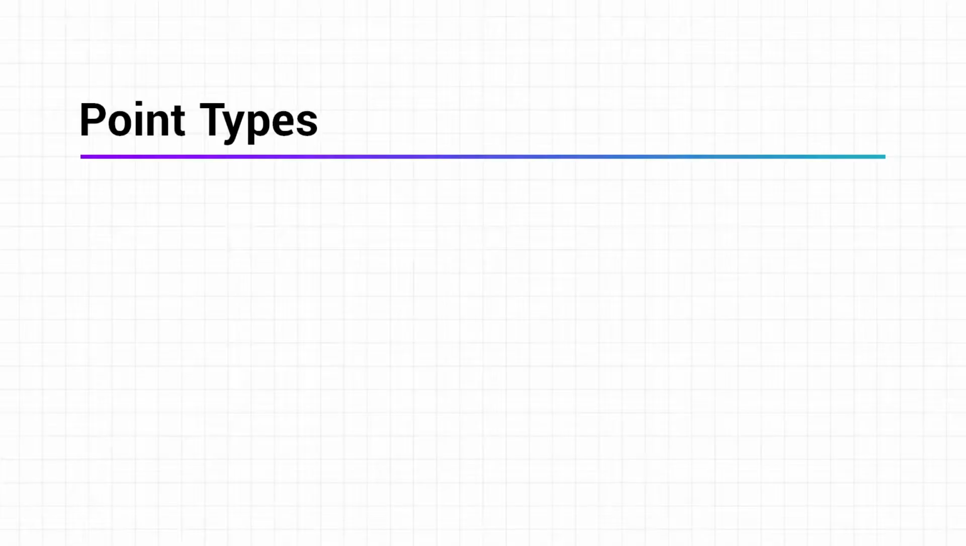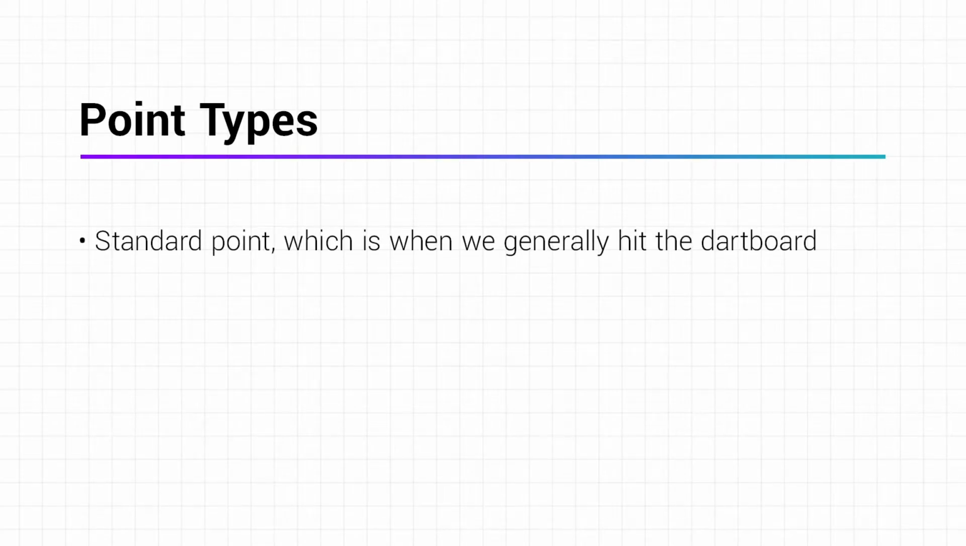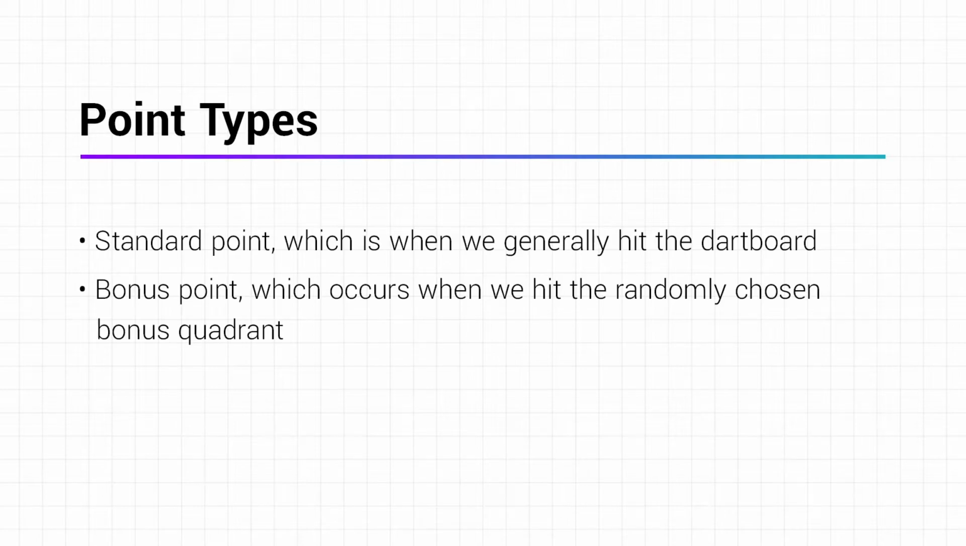There are two types of points we can get. The first will be a standard point, which is when we generally hit the dartboard. The second will be a bonus point, which occurs when we hit the randomly chosen bonus quadrant. For now, we'll create this to simply print our score to the screen, and later we'll use this data to update a 3D UI widget. Let's start by creating the dartboard mesh.